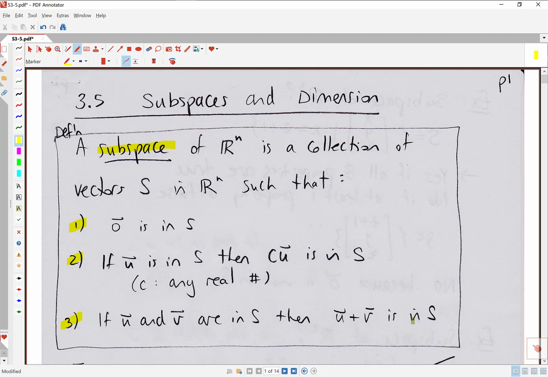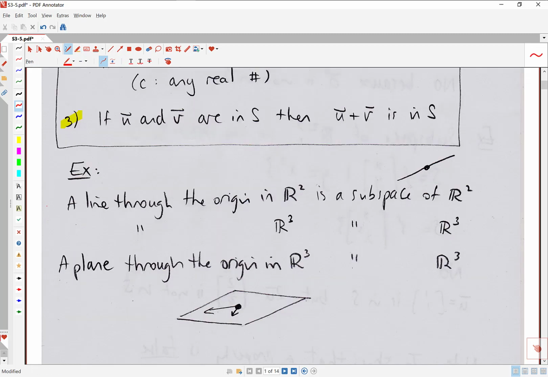So let's look at a few visual or geometric examples of what subspaces of Rn can look like. Let's call these examples A, B, and C. Three classic examples of subspaces of Rn. Example A: any line through the origin in R2 is a subspace of R2. Let's try to understand why that should be true.